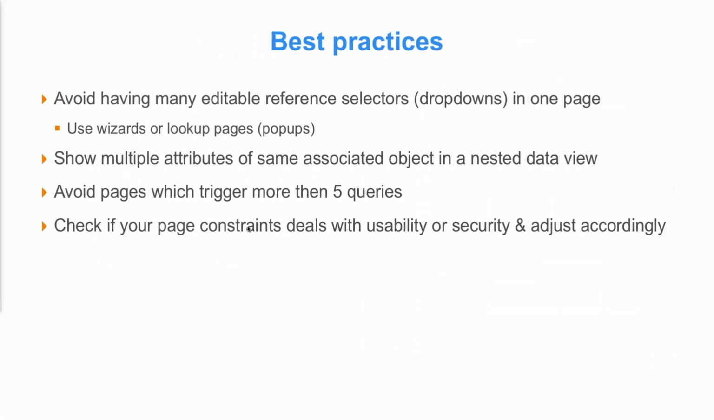So, best practices: you want to avoid having a lot of editable reference selectors. You should either use a wizard or a lookup page. Also, if you're showing multiple attributes of the same associated object, use a nested data view. Wow, that's a mouthful. You also want to avoid pages where you have 5 queries, and again, think of each reference selector as a query, so be mindful of that. And make sure that your page constraints deal with usability and security.